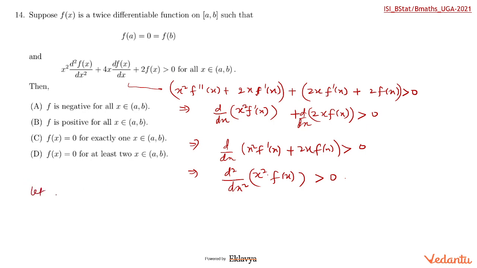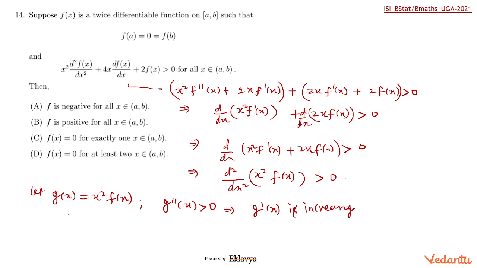Now let g(x) be x square into f(x). Obviously here g double dash x is positive. It means g dash x is an increasing function. And g(a) is 0 because x square f(a) is given to be 0. g(b) is 0. It means g(x) is a concave up graph.